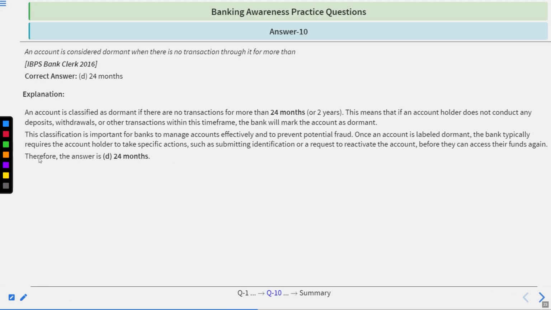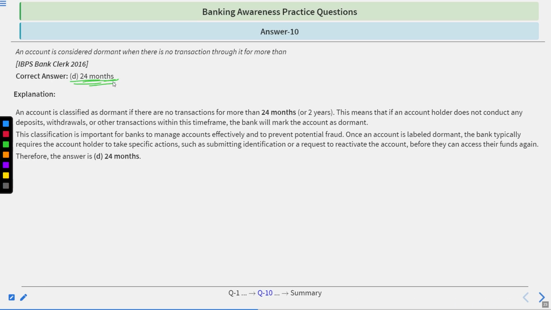Time's up. The correct answer is D, 24 months. Go by the explanation. An account is classified as dormant if there are no transactions for more than 24 months or 2 years. This means that if an account holder does not conduct any deposit, withdrawal, or other transaction within this time frame, the bank will mark the account as dormant. This classification is important for banks to manage accounts effectively and to prevent potential fraud. Once an account is labeled dormant, the bank typically requires the account holder to take specific actions, such as submitting identification or a request to reactivate the account, before they can access their funds again.